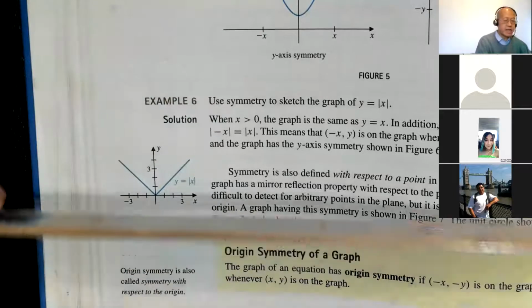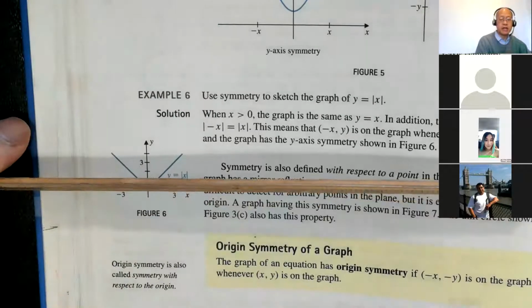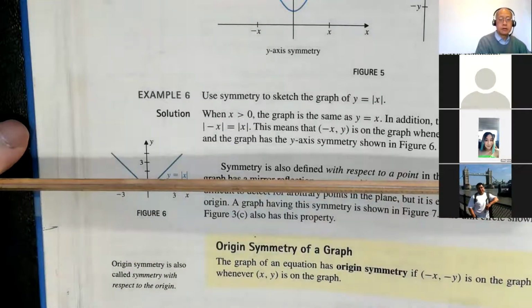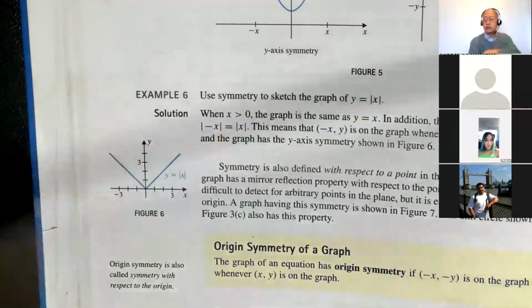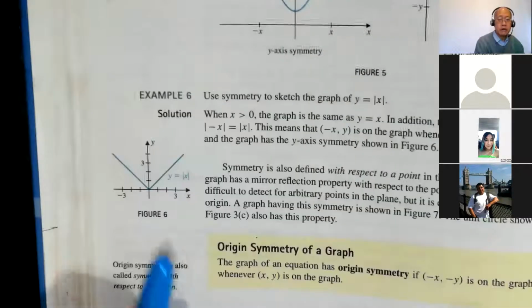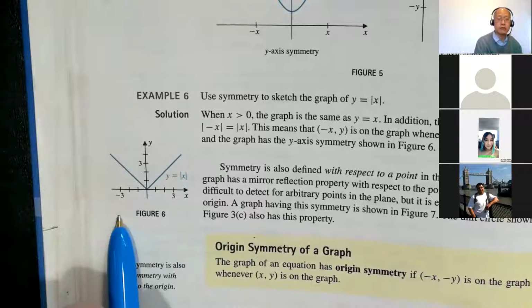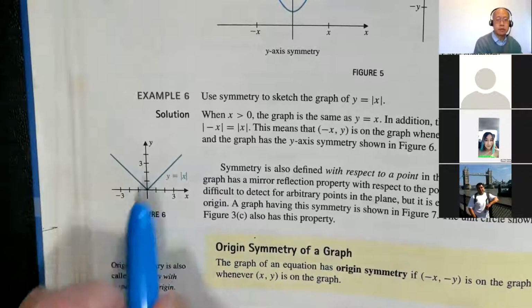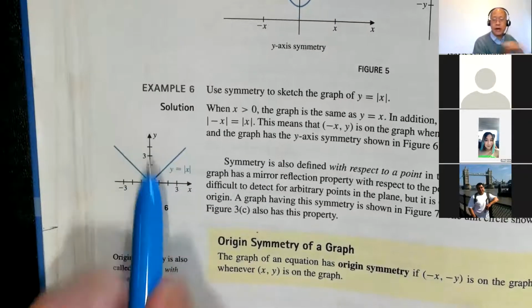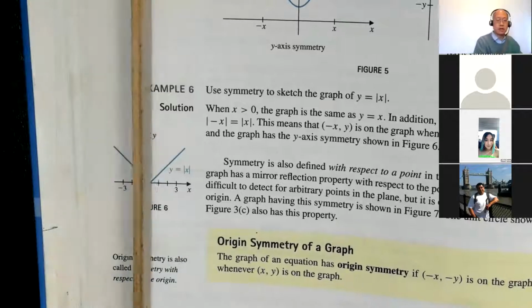It does not have x-axis symmetry, because if it did, you'd have something down below, but you don't. You do not have origin symmetry either, because if you have this point here and bounce it off the origin, you should have a point down here, but we don't. So it looks like we just have y-axis symmetry for this particular graph and nothing else.